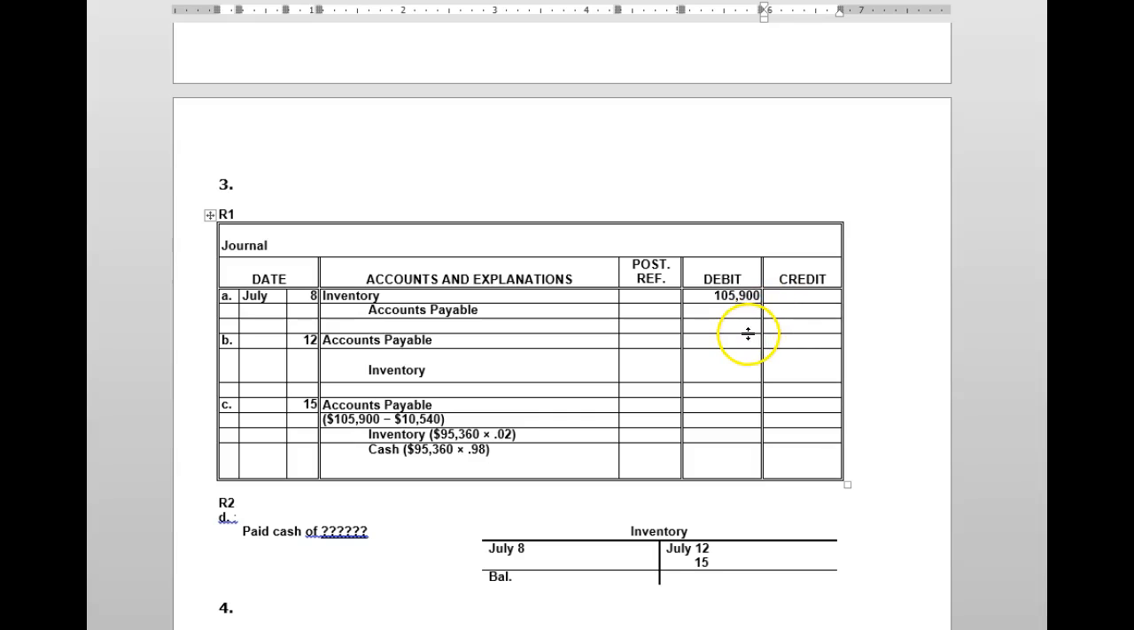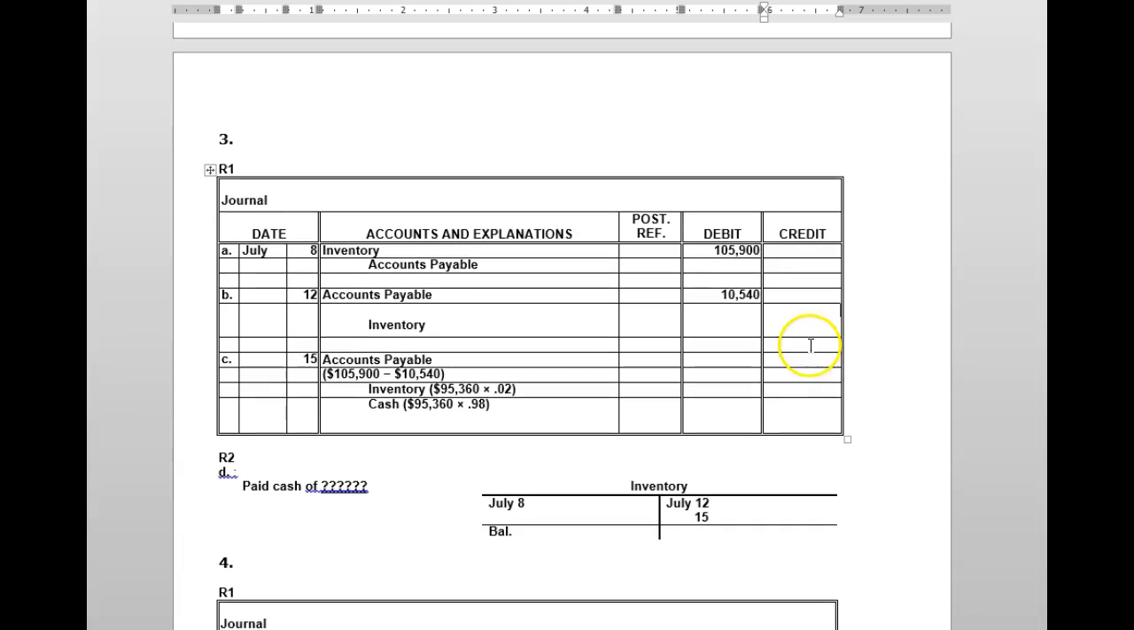Now they returned it, so we're going to take that out. That return was 10,540. That gets taken out of accounts payable. You're really just reversing this one, and it gets taken out of inventory. So now they're going to pay it within the period, it looks like, yes. And this is where keeping it well organized is going to help you immensely. So first of all, you have to know how much are they going to pay.